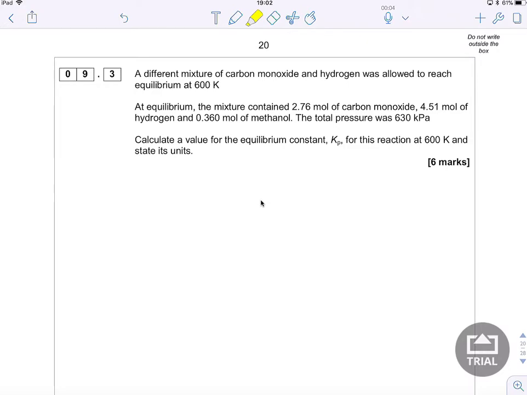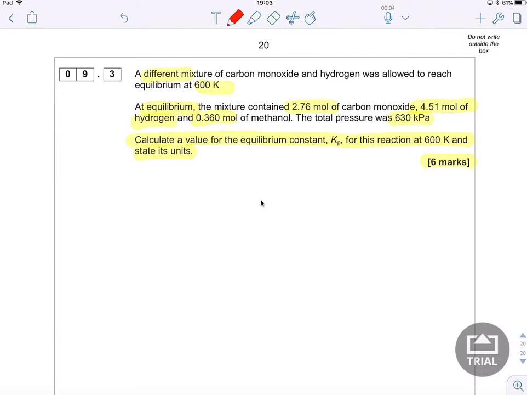Okay, so moving on to the next part of this question, I've got a different mixture of carbon monoxide and hydrogen. It reached an equilibrium at the same temperature, but it's a different equilibrium. The equilibrium mixture contains 2.76 moles of carbon monoxide, 4.51 moles of hydrogen, and 0.360 moles of methanol, and I've got the total pressure 630 kilopascals. Calculate a value for the equilibrium constant Kp for this reaction and state its units, 6 marks.